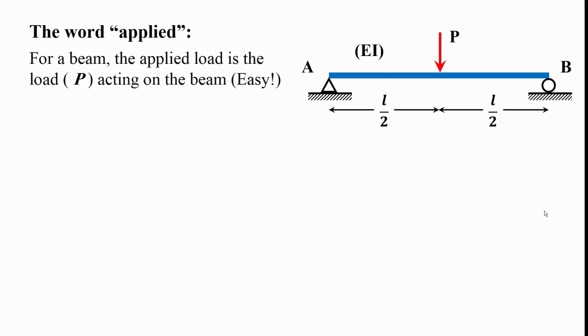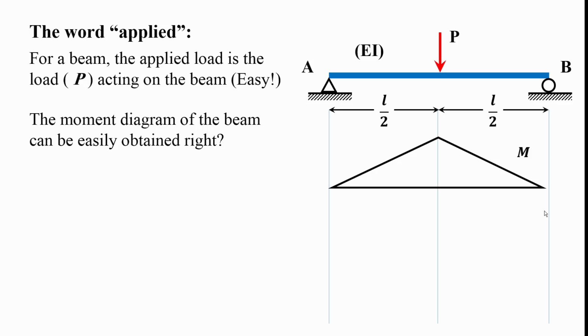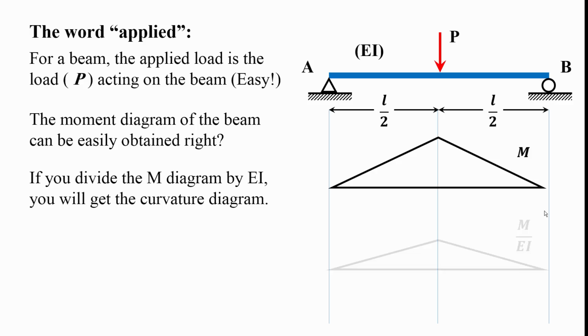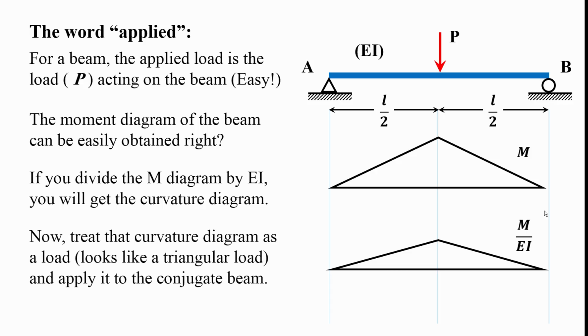Taking a look at this simply supported beam with a concentrated load P at the midspan. For this beam, the applied load is the load P acting on the beam. Extremely obvious. The moment diagram of the beam can be easily obtained, right? So this is the moment diagram. Now, if I divide the moment diagram by EI, I will simply get the curvature diagram. Now I need to treat this curvature diagram, which in our case looks like a triangular load, and apply it to the conjugate beam. Okay, I said conjugate beam.